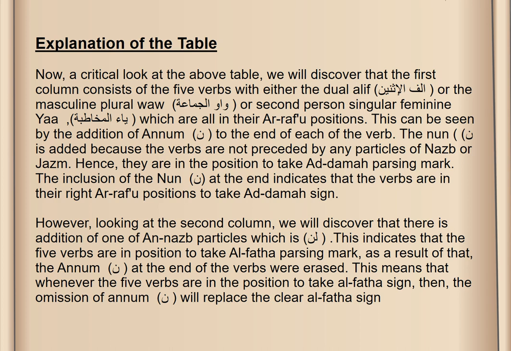The inclusion of the noon at the end indicates that the verbs are in the right or rough position to take a dhamma sign. However, looking at the second column, we will discover that there is addition of one of the nasb particles, which is lan. This indicates that the five verbs are in position to take al-fatha parsing mark. As a result of that, the noon at the end of the verbs was erased. This means that whenever the five verbs are in the position to take al-fatha sign, then the omission of a noon will replace the clear al-fatha sign.